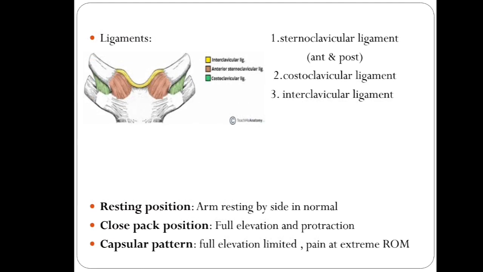The ligaments include the sternoclavicular ligament with posterior and anterior parts, the costoclavicular ligament, and the interclavicular ligament. The resting position is again the arm resting by the side. The close packed position is full elevation and protraction, and the capsular pattern is full elevation limited, followed by pain at the extreme range of motion.